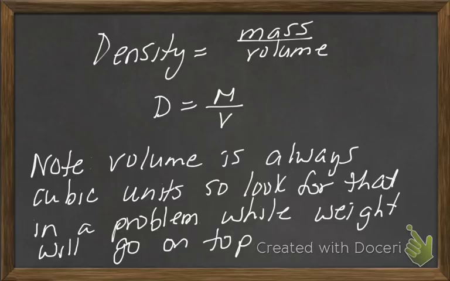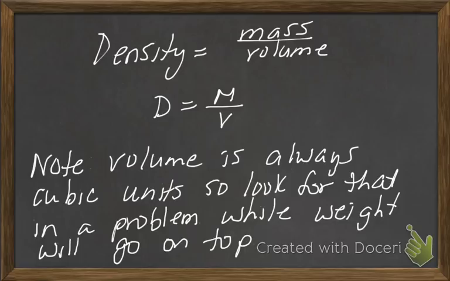Okay, so this is the formula for density, and it's just mass over volume, and we write it as D equals M over V. And the way I always remember it is I think of the DMV, like the motor vehicles. So that's how you remember the order.